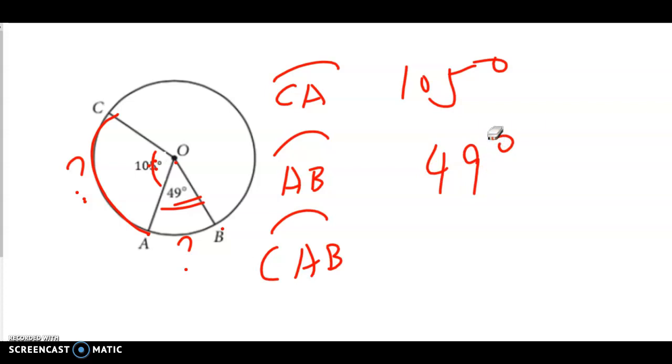And the arc CAB is arc CA plus arc AB, right? Arc CA plus arc AB. Then we just add them up, which is going to be 154 degrees. Okay? So those are the two reviews from last time.